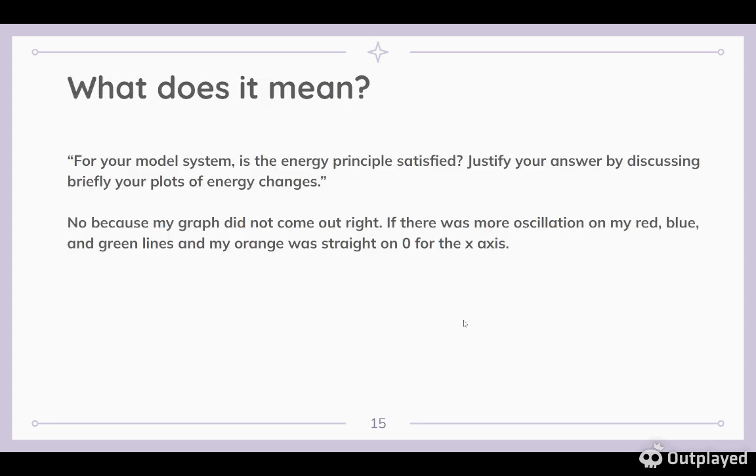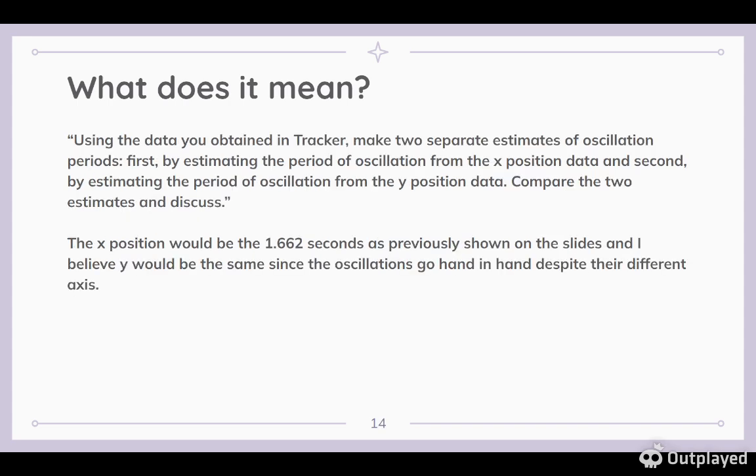What does it mean? For your model system, is the energy principle satisfied? Justify your answer by discussing briefly your plots of energy changes. No, because my graph did not come out right. If there was more oscillation on my red, blue, and green lines, and my orange line was straight on the 0 for the x-axis. Using the data you obtain in Tracker, make two separate estimates of oscillation periods.